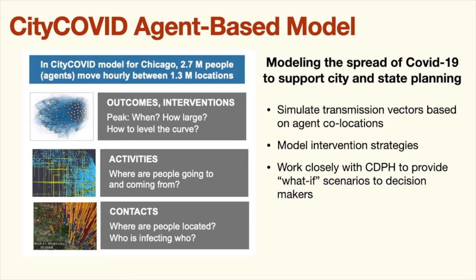CityCovid is based on an agent-based model known as CHISIM that has been used to model MRSA and Ebola previously. This model is highly granular and is enabled by a decade's worth of experience at Argonne and UChicago in using ABMs to model infectious disease transmission.